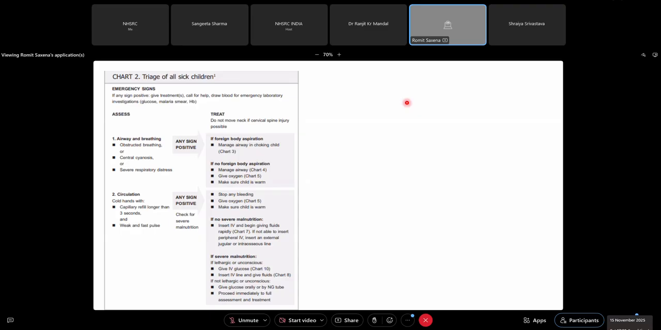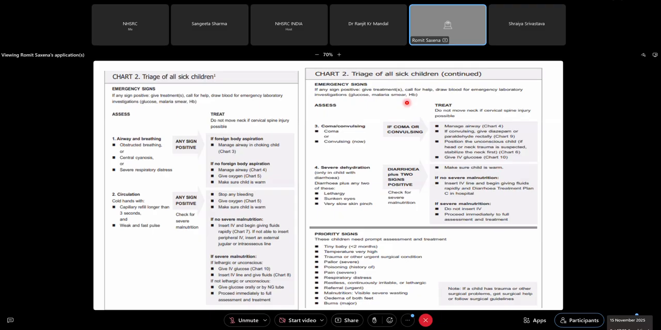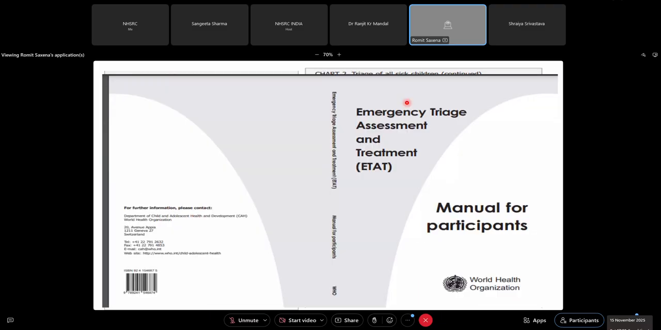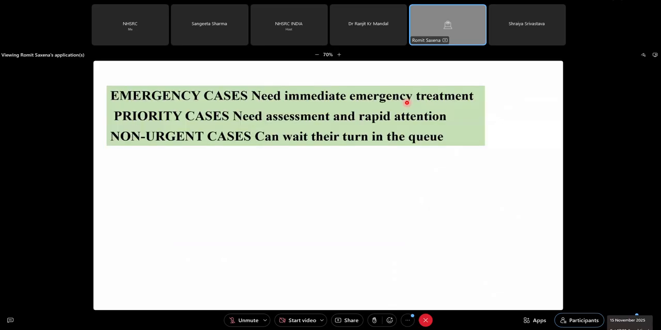You look for the airway, whether there is obstructive breathing, cyanosis, respiratory distress. So A, B, C, D: airway, breathing, circulation, comma, convulsion, and dehydration. These things will help you identify and triage. I am hoping all the medical officers and fellows in the audience have gone through this book, Emergency Triage and Treatment. It is a manual which is easily accessible. Just Google it and you'll be able to get it. It is a very simple and short manual, and a lot of people across the globe are following it.